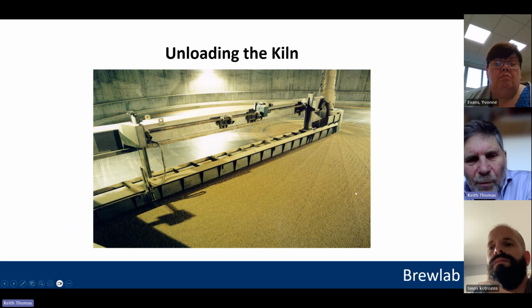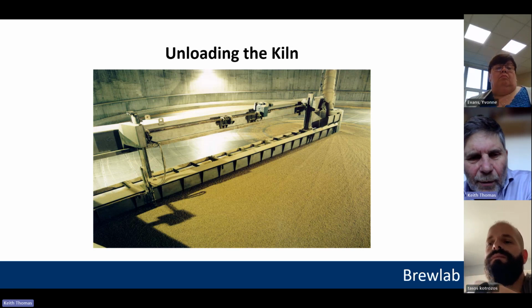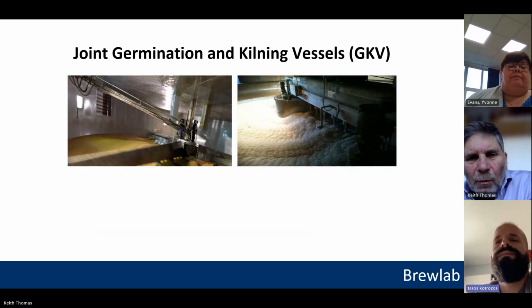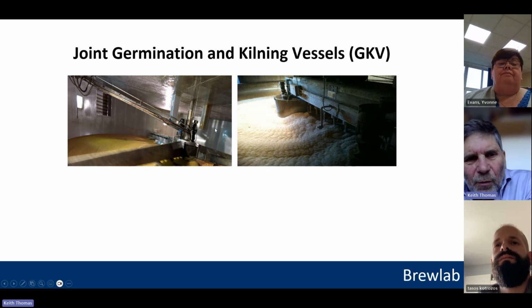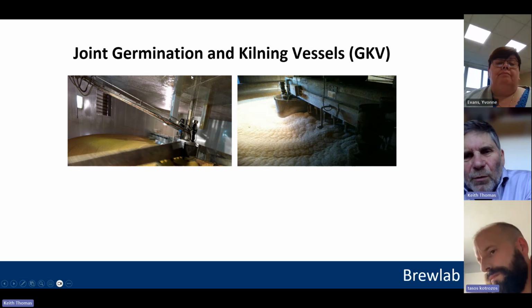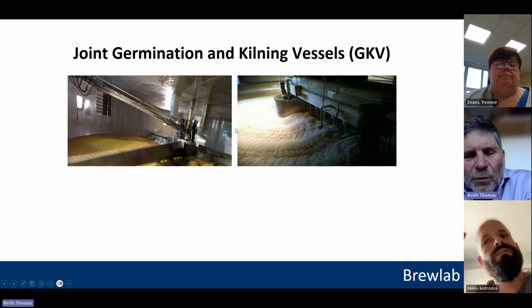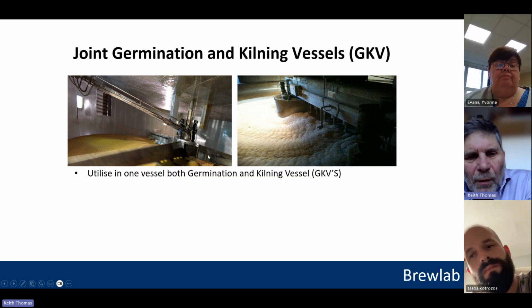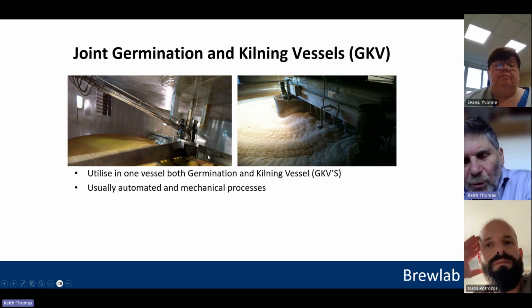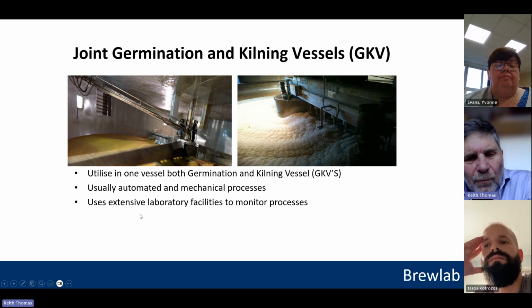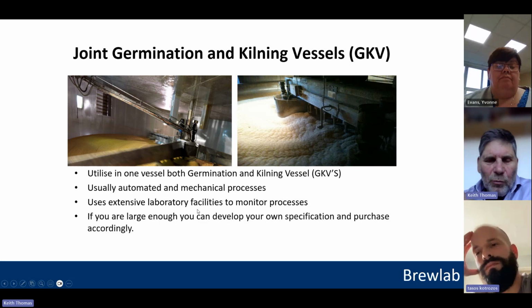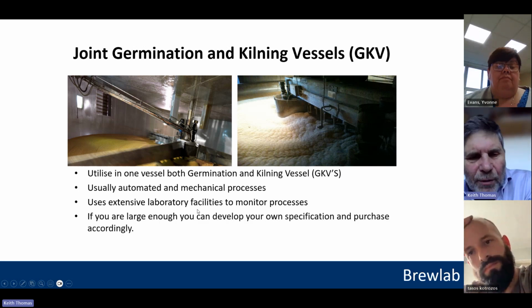Eventually, if the conditions are right, then it goes through the conveyor and it just takes all the grain away. They're called GKV, germinating kilning vessels, because they do both processes in one vessel, very automated, but somebody has to keep control of it. And there are the laboratory tests, so you know when everything's ready, and it will look, it's a separate time about what the specifications are.